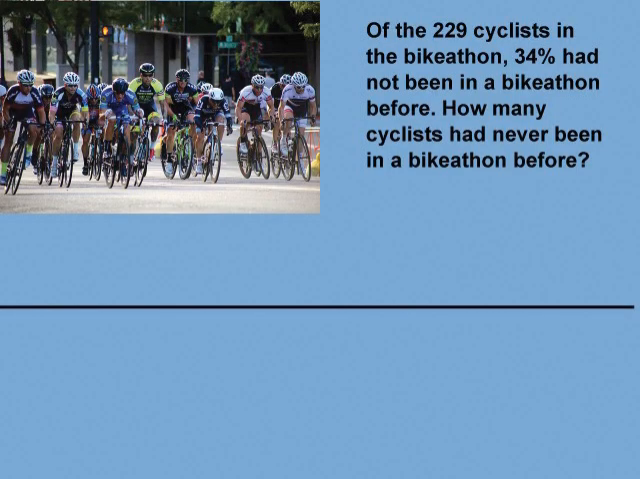Of the 229 cyclists in the bikeathon, 34% had not been in a bikeathon before. How many cyclists had never been in a bikeathon before? To calculate the exact amount, multiply 0.34 times 229. But here's how to estimate it. Round 34% to 33 1/3, which is equal to 1/3.